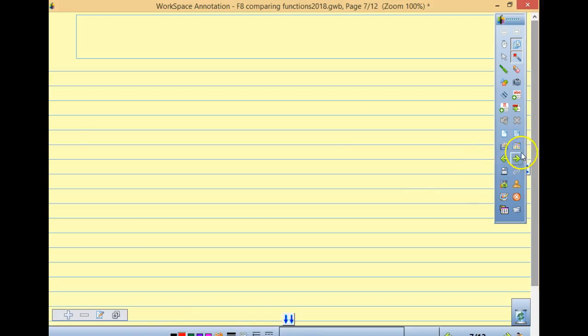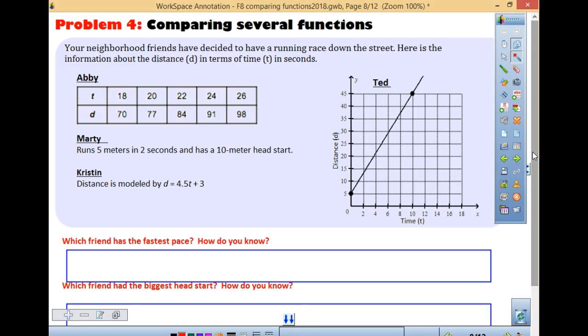Taking a look at that next one. Jack, as you're looking at your notes, would you please read? The neighborhood friends have decided to have a running race down the street. Here is information about the distance in terms of time, in seconds. So we know Abby has this table: at 18 seconds, she's at a distance of 70, 20, 77, 22, 84. Marty runs 5 meters in 2 seconds and has a 10-meter head start. And Kristen has this distance of d equals 4.5t plus 3. And then we have Ted over here.